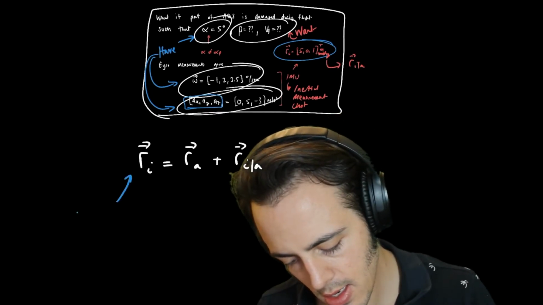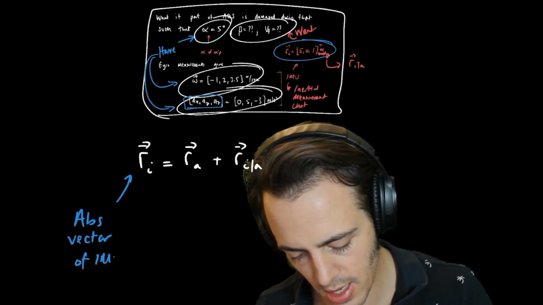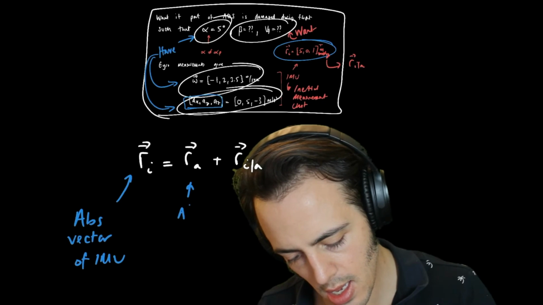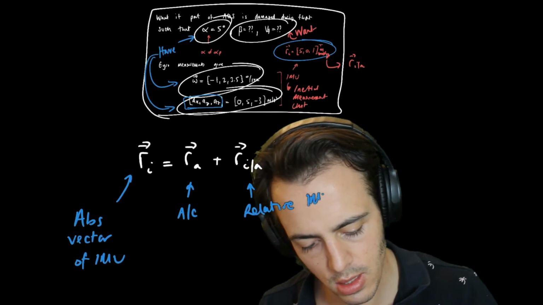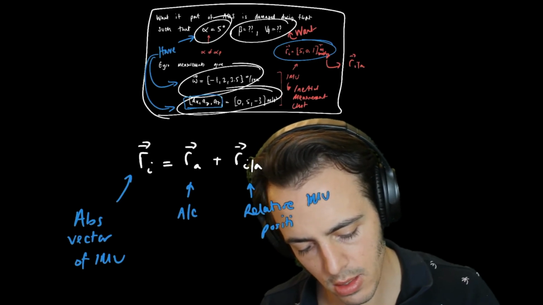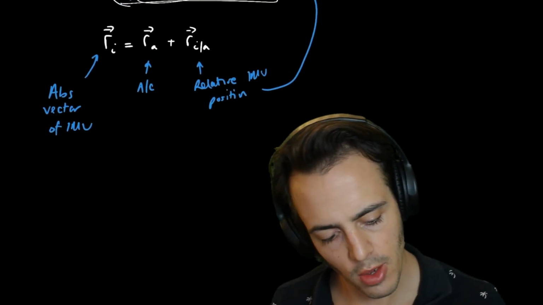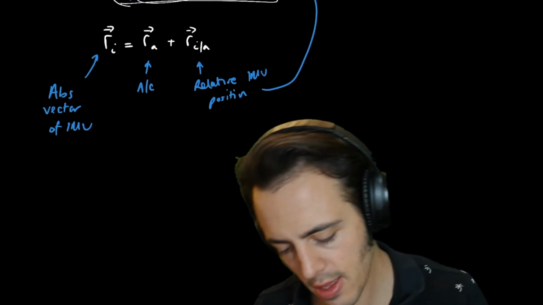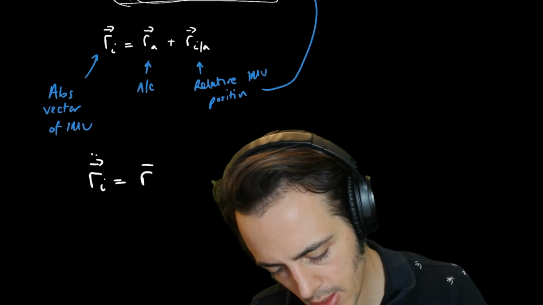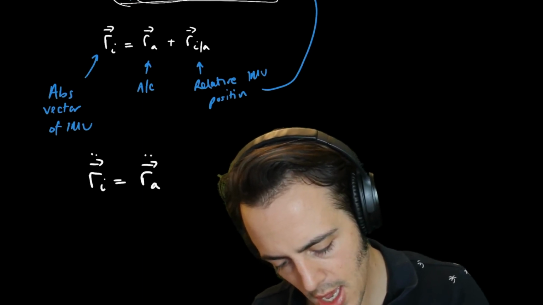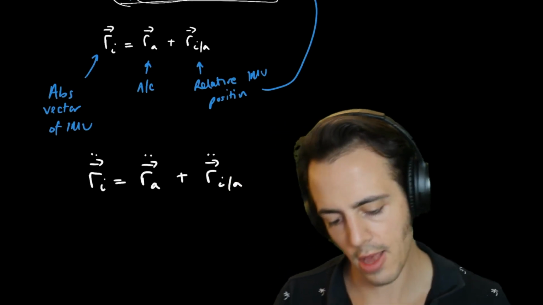This is the absolute position vector of the IMU. This is the aircraft absolute position vector, and this is the relative IMU position, and that is this bad boy here. So follows from this, again we're looking at accelerations this time, that R double dot I is R double dot A plus R double dot I slash A.